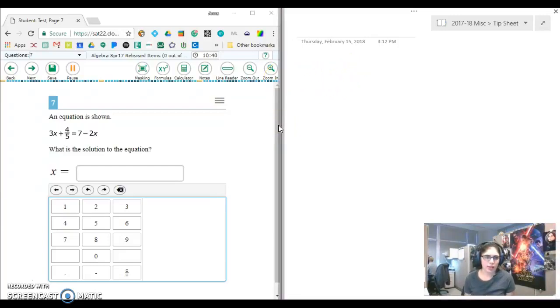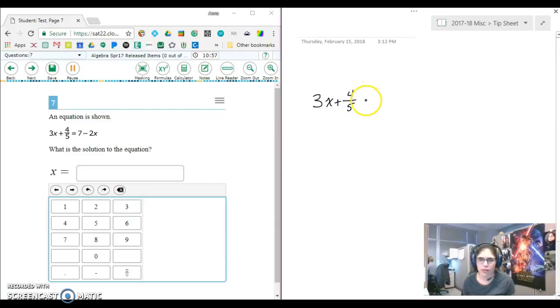So the question says an equation is shown, and then it shows you the equation. What is the solution to the equation? So I'm going to, first of all, just write out the problem exactly as it is. So I have 3x plus 4/5 is equal to 7 minus 2x. And I want to get x by itself. So I have two x terms, I have one on the left and one on the right.